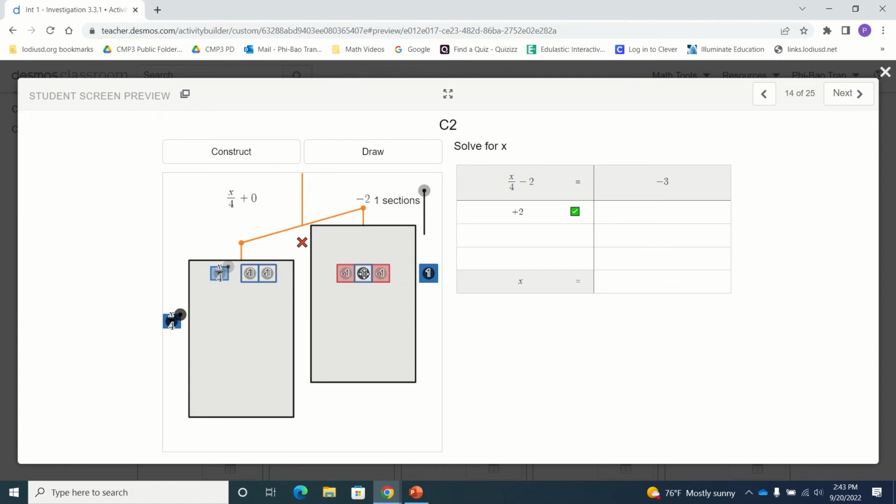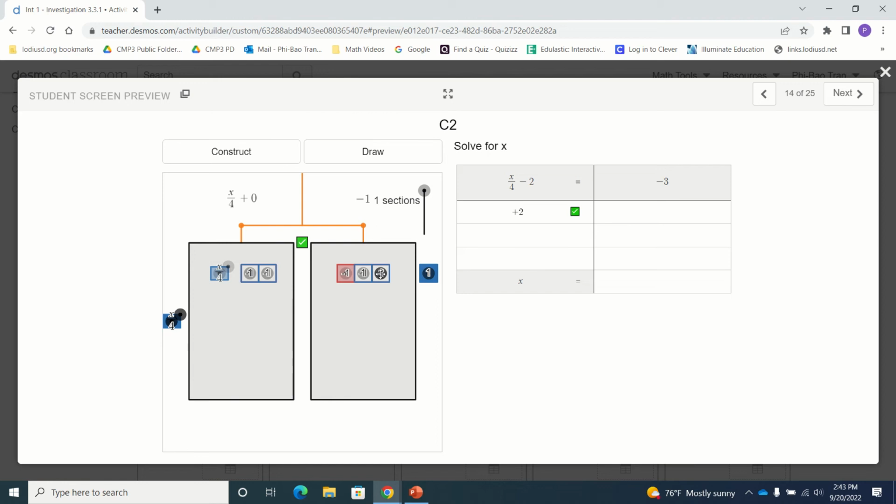So let's add 2 to this side. So 3 negatives plus 2 positive. Those cancel out, leaving me with 1 negative. Right, and I still have x over 4 on this side. All right, that fourth of an x.